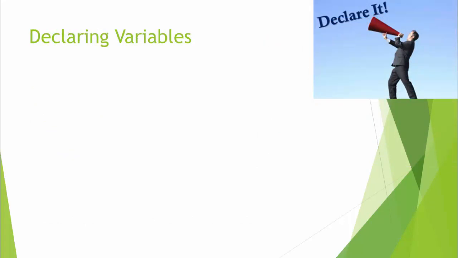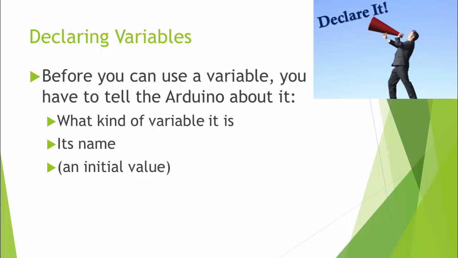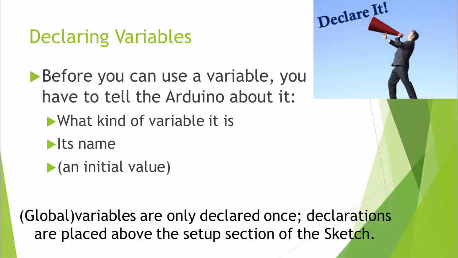Now, whatever kind of variable you have, a key concept across virtually every programming language is the idea of declaring variables. Before you can use it, you have to tell the system about it, what kind of variable it is, what its name is, and usually an initial value that might change at a later point. Now, global variables are declared once, and they can be used at any time subsequently throughout the sketch. There are what's called local variables for certain situations where that variable can only be used inside a subset of your program.